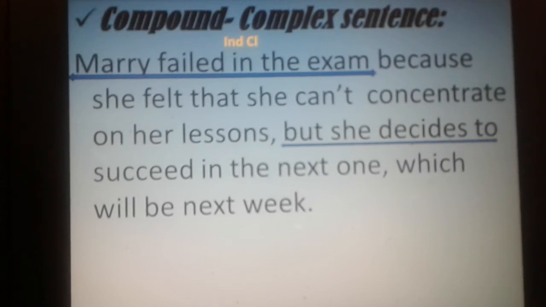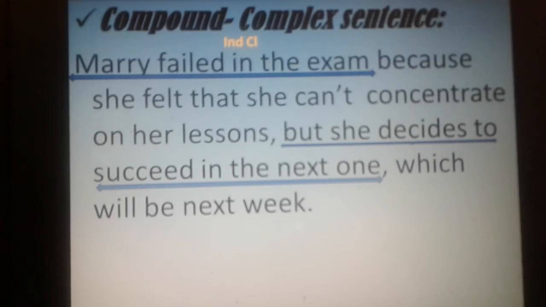But she decides to succeed in the next one. The verb is decides, its subject is she. It's another independent clause. For example, if we read the sentence just like this: Mary failed in the exam but she decides to succeed in the next one. It's a complete idea. Also it's a right sentence with complete meaning.